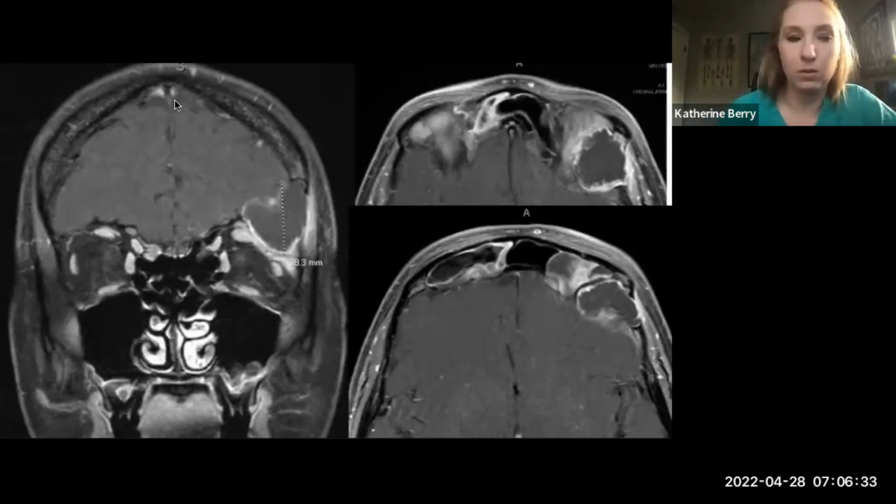And it's above the orbit, right? And here's the frontal sinus. I don't know if you can see my pointer, but this is the frontal sinus, so it looks involved there as well, potentially. Hard to say exactly where it ends and begins on this, but yeah, it's compressing some of the extraocular space.